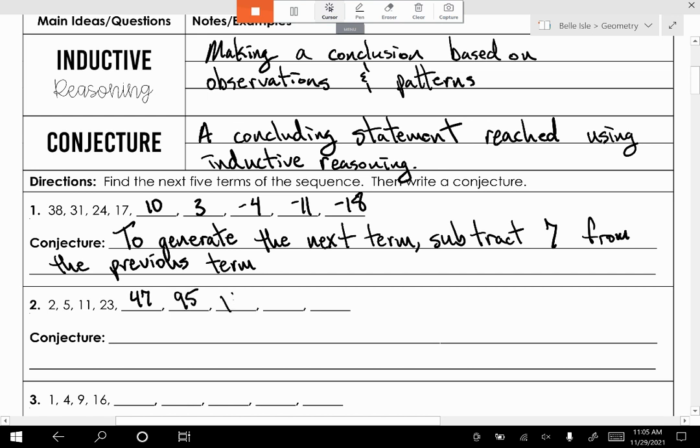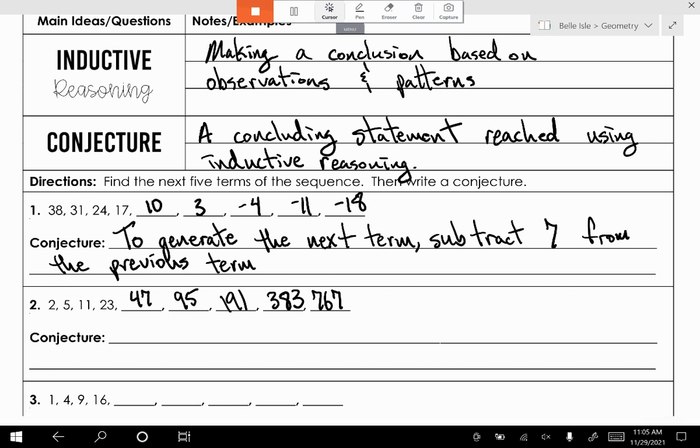95, 191, 383, and 767. I did not expect any of you to have all of those right there. I'm just having it there so that you can fill out the rest of your pattern.